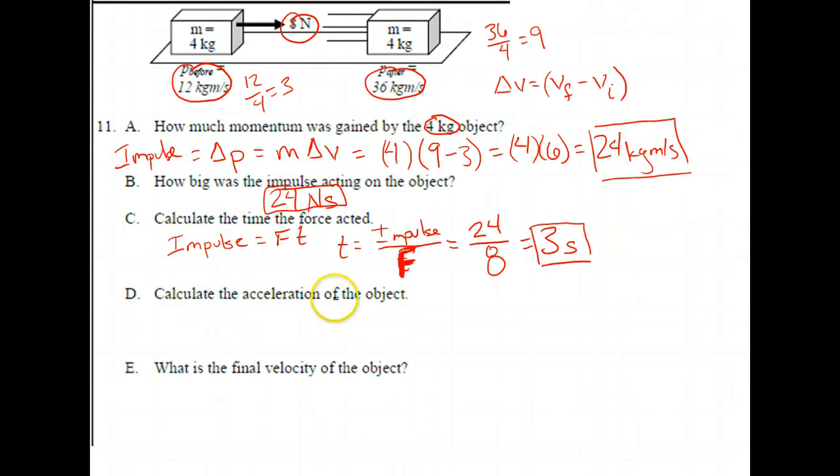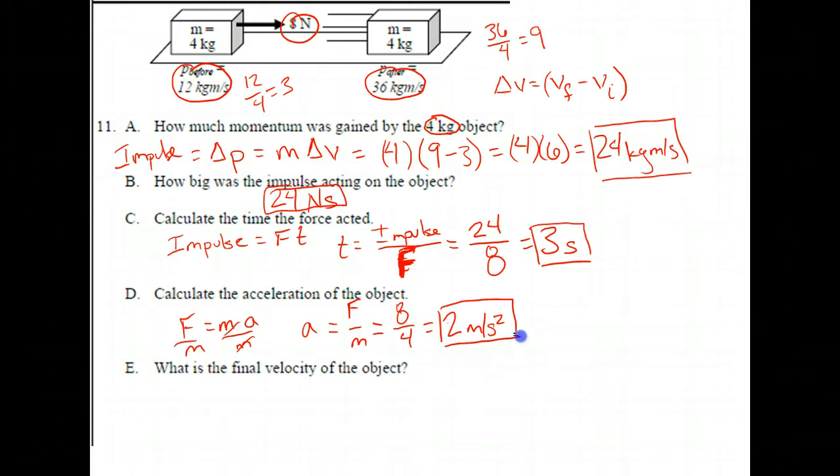Now calculate the acceleration of the object. Just come back to F equals ma, right? And then acceleration is equal to force over mass. Do we know the force on this object? 8. And we know the mass was 4, so 8 divided by 4 is 2. Okay, just some review there.